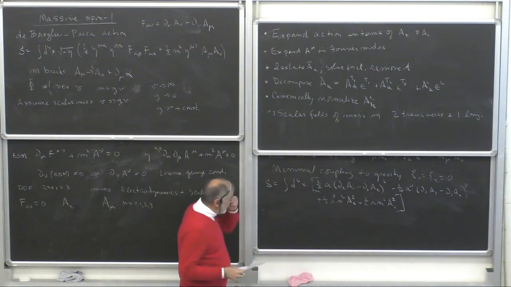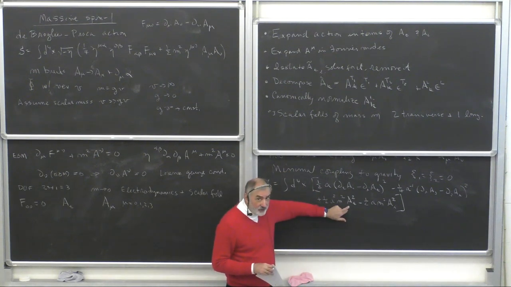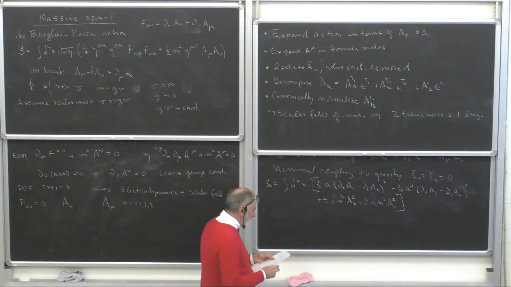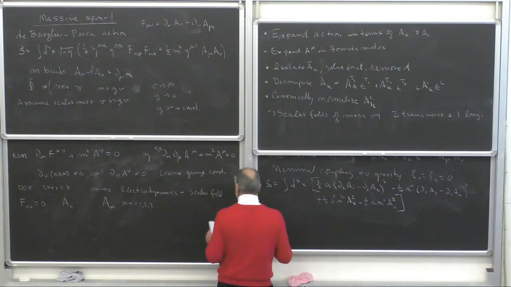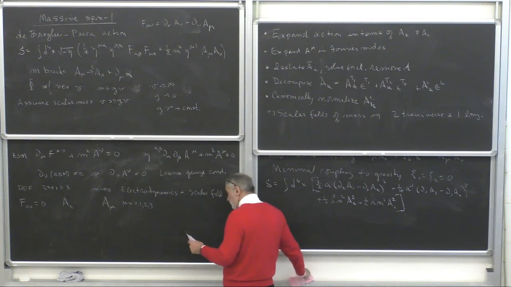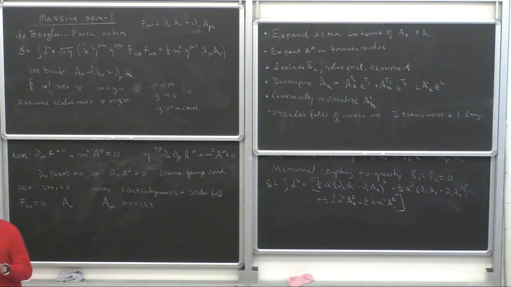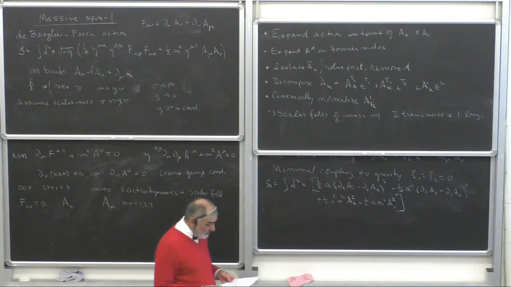As expected, there is no kinetic term for A sub t, so we can solve for it and remove it from the action. So when we come back, we'll expand A sub mu in terms of the mode functions, isolate A sub t and solve for it from the mode functions, remove it, and express things in terms of conformal time.